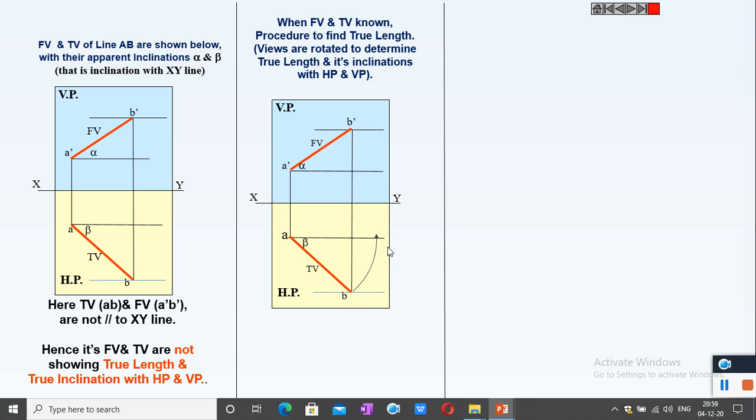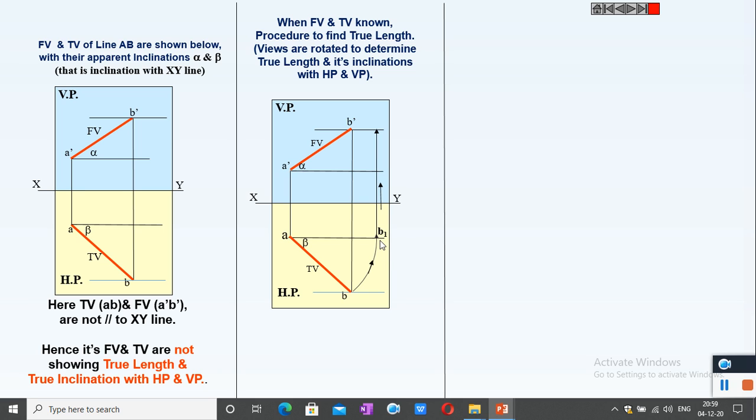Here the top view is rotated. With the center as A and radius equal to AB, draw an arc to meet the locus of A. This is the locus of A. This is the locus of A dash. To meet the locus of A, from there, it is projected upwards.